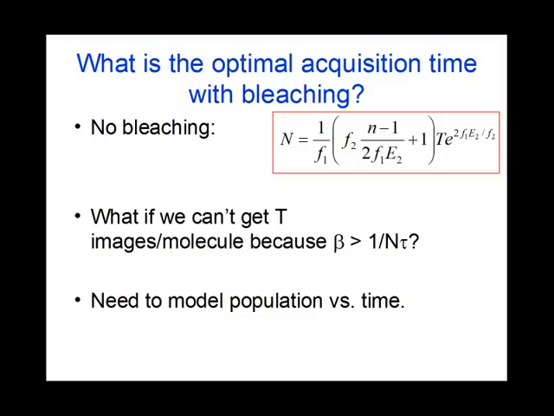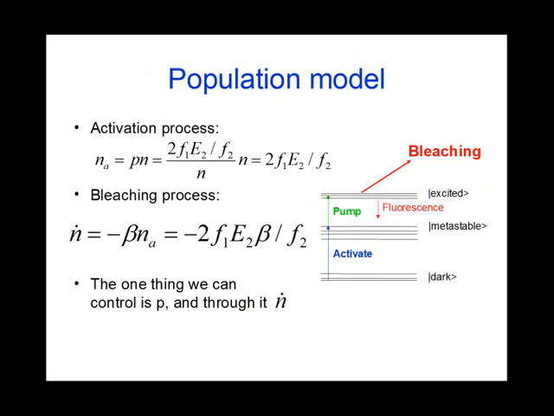This is our prediction in the case of bleaching. And this T is the average number of images per molecule that we want. What if we can't get that because our bleaching rate is greater than 1 over the number of cycles times the duration of a cycle? So we need to model the population.